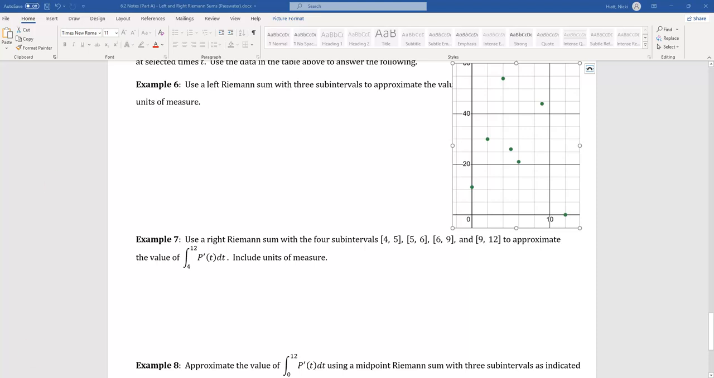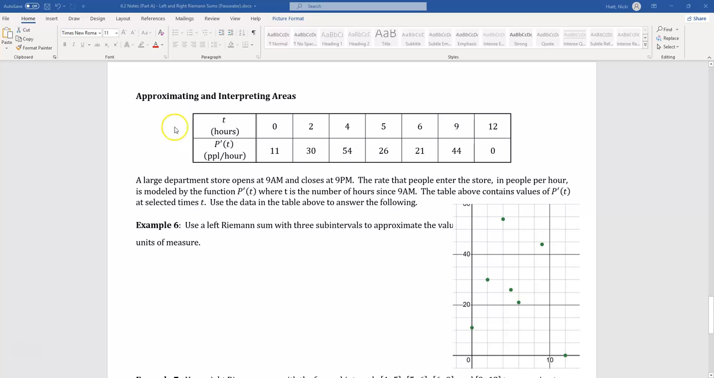Okay, so we stopped looking at this department store problem, and we really didn't look at context for this one much at all whenever we went over it. So I want to go back over this one and look at the context of the problem. So for this, a large department store opens at 9 and closes at 9 p.m.